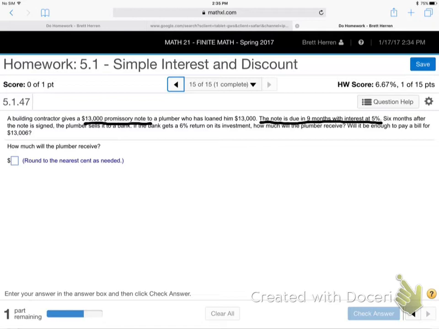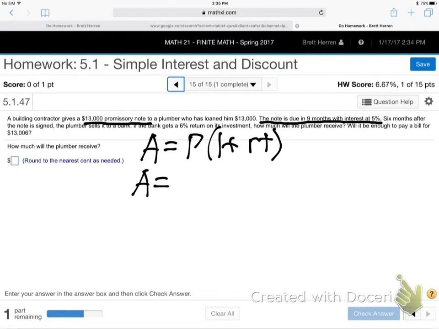Okay, so let's take this. Let me make sure I'm being clear with you. Let's use the A equals P(1 plus RT) formula. We're talking about growth and coming back, about adding back the original principal. So if the promissory note is $13,000, that's the principal amount.